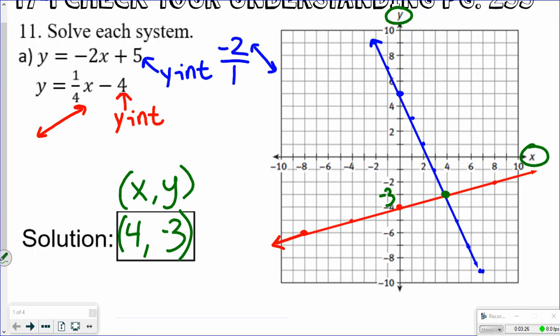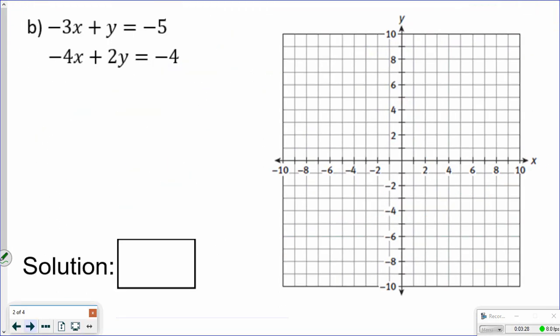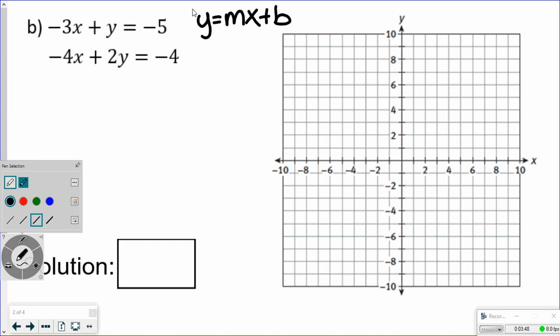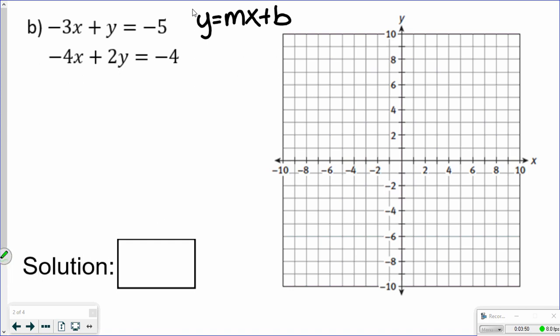Now, I would like you to do letter B, C, and D, and then you can turn it in. For letter B, both of these lines need to be converted to slope-intercept form. We need to alter it, y equals mx plus b. So we want to solve both of these equations for y.